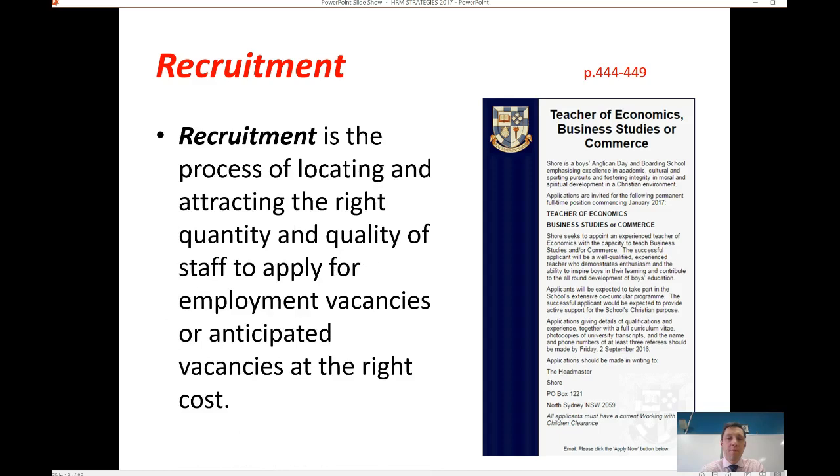So in the context of recruitment, how would you define it? Well, it's the process of locating and attracting the right quantity and quality of staff to apply for employment vacancies or anticipated vacancies at the right cost.